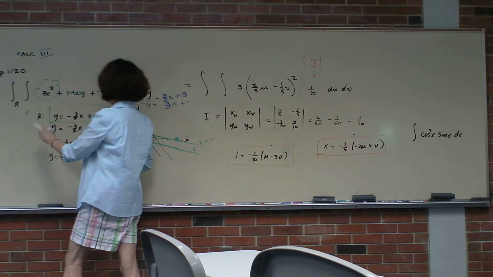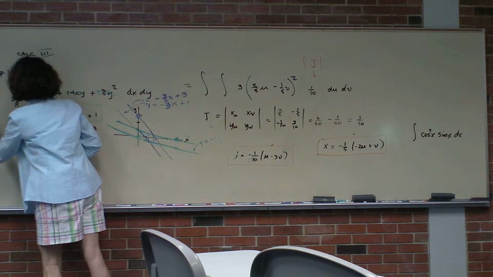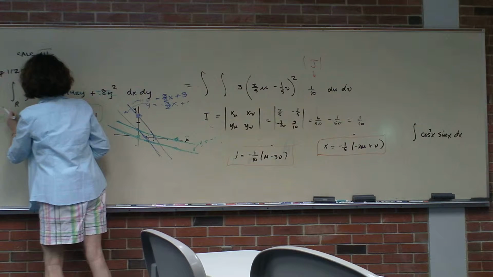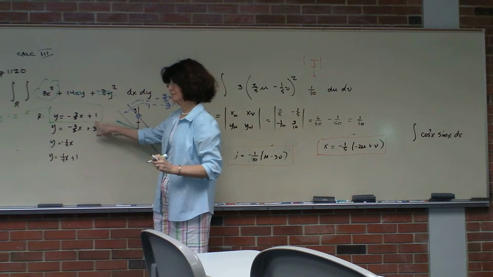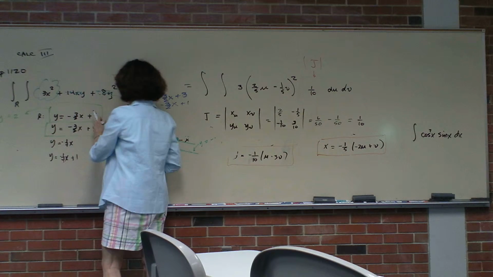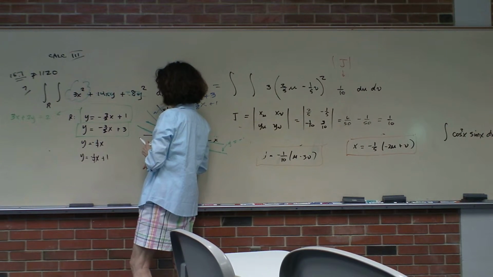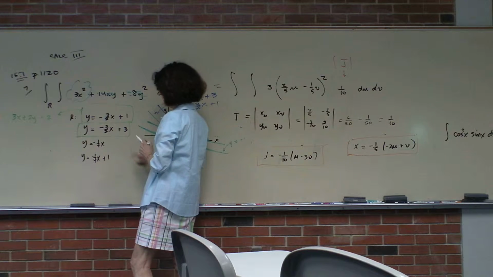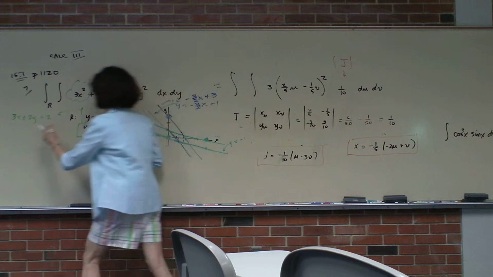1, or equals 2, right? 3x plus 2y equals 2. We multiply this one by 2, we're going to see 3x plus 2y equals 6.